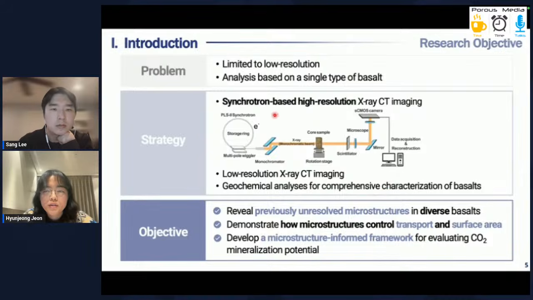Through this approach, our study focuses on 3 primary objectives. First, we aim to reveal the structural features that were previously unresolved across diverse basaltic lithologies. Second, we will demonstrate exactly how microstructure controls critical factors such as fluid transport and surface area. Finally, we developed a microstructure-informed framework for quantitatively evaluating CO2 mineralization potential.